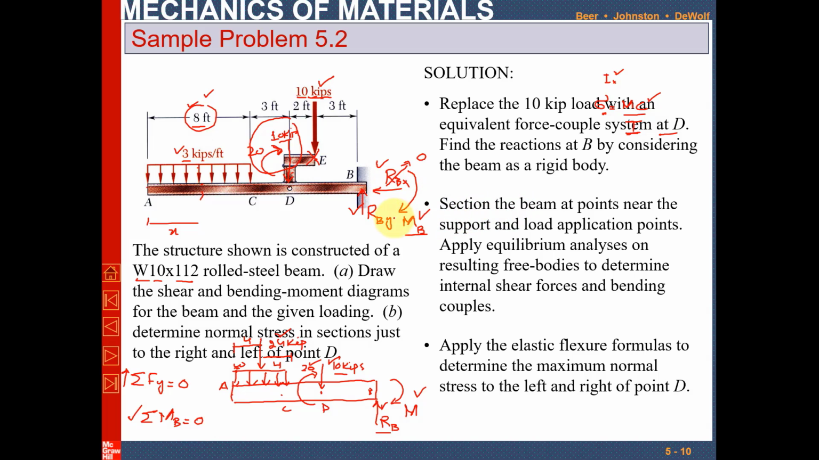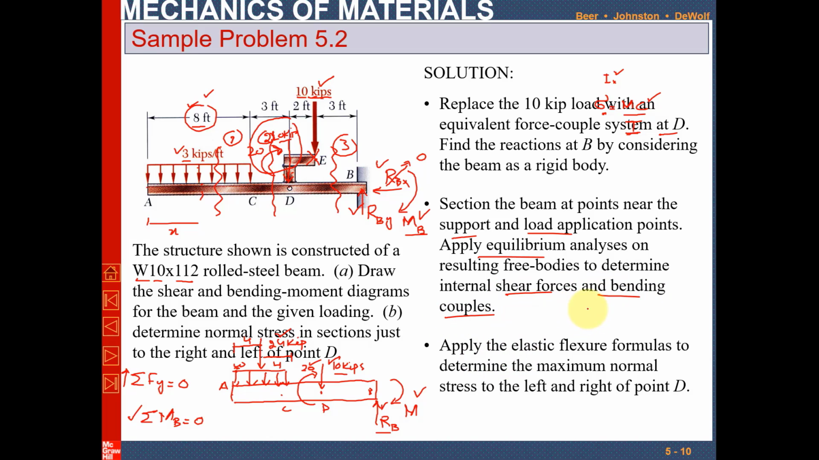After finding the reaction forces, we will take sections of the beam at different points, near the supports and load application points, and then apply the equilibrium condition. For example, this is the load point, so you can cut the section over here. After the load application you can take a section over here, and after the support you can also take a section here. So basically in this problem we have 3 sections to be analyzed, and in each section we will draw its free body diagram and then apply the equilibrium condition in order to find the shear force and bending moment.